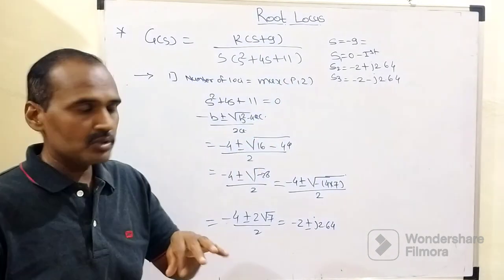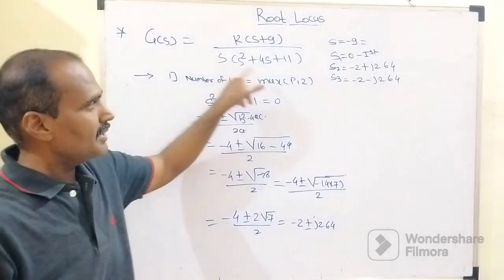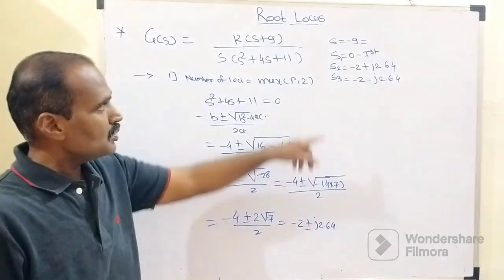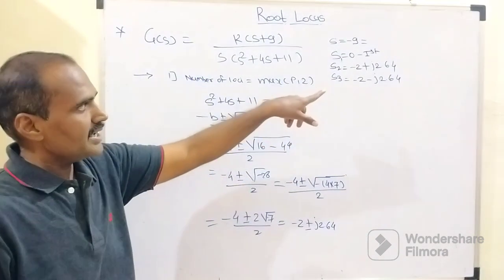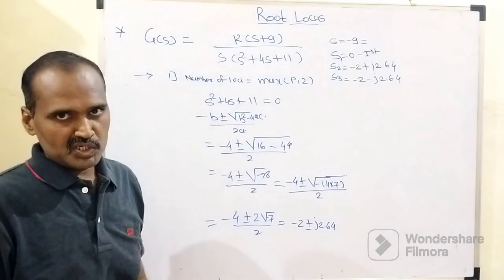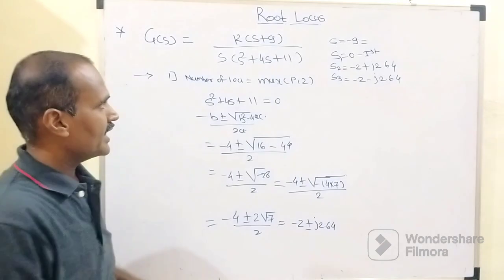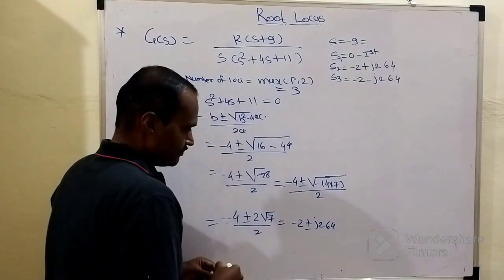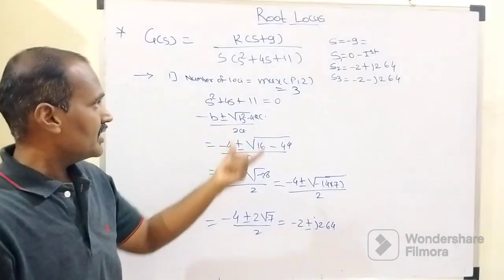So we have 3 poles. Out of those 3 poles, 1 pole is located at the origin and the remaining 2 poles are complex poles, which are exactly equal to minus 2 plus minus j into 2.64, right? So we have 3 poles and 1 zero. So the number of loci equals 3, because the maximum number of poles is 3. Then after that, within the second step, we need to plot the pole zero plot.